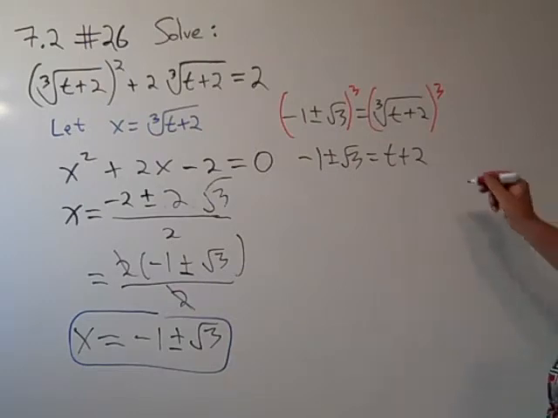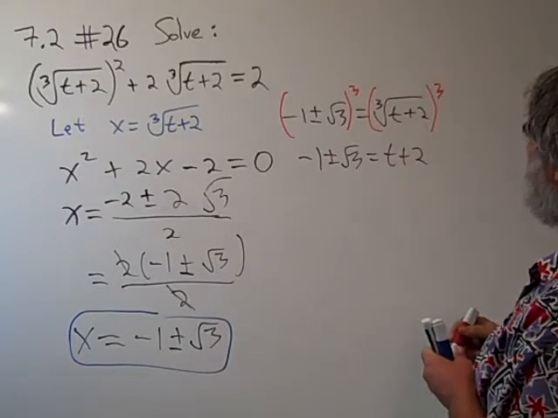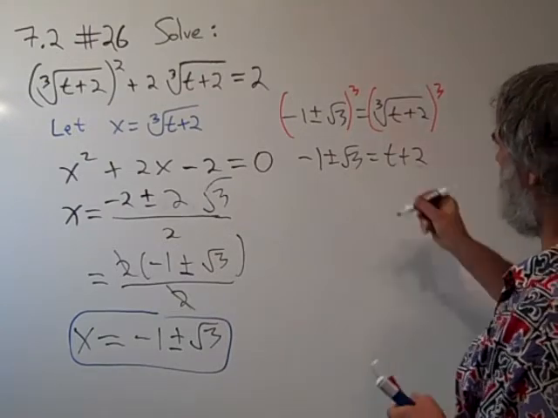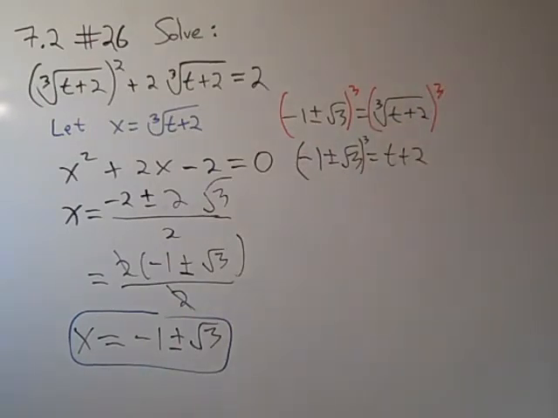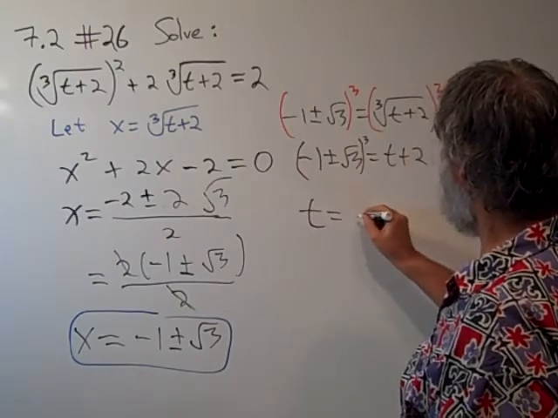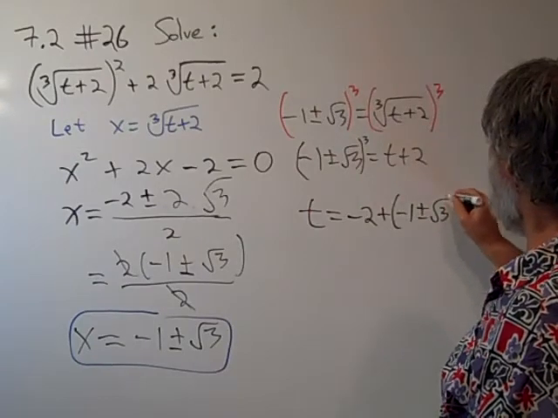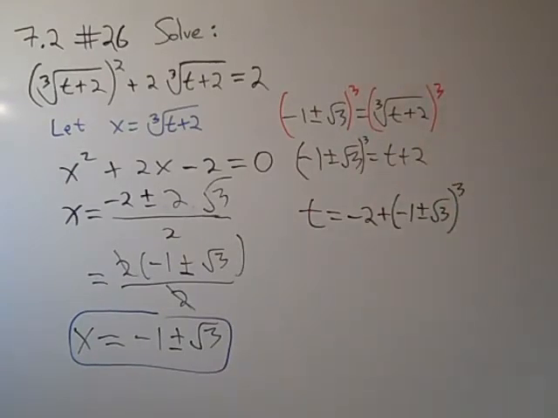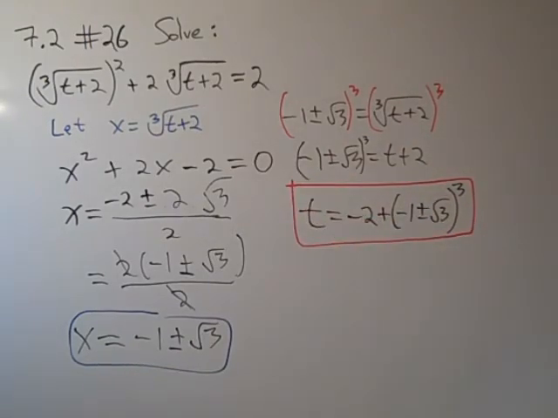And if I subtract 2 from both sides, we get that t is equal to negative 2 plus negative 1 plus or minus the square root of 3 to the third power. So we found two solutions for t. The plus gives you one solution, the negative gives you the other.